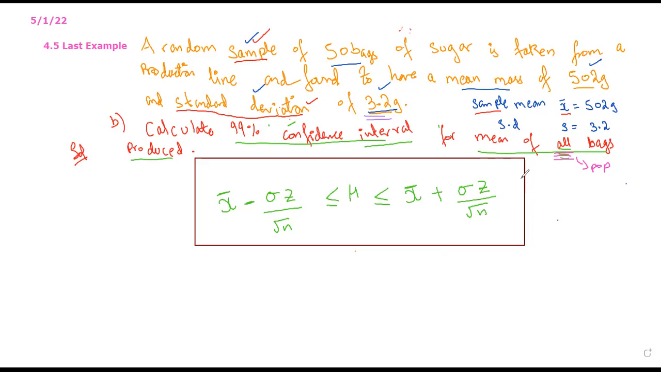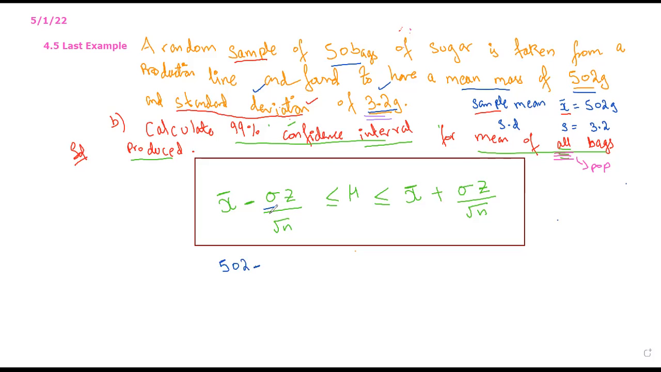Now let's talk about x bar. What is x bar? Not the value, but what is x bar? X bar is the sample mean. Excellent. So here we have the sample mean, and it is 502. So let's just plug in the values: 502 minus, what is sigma?